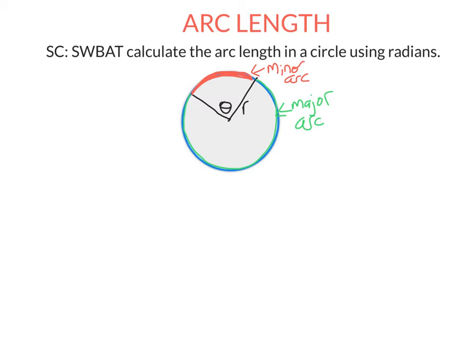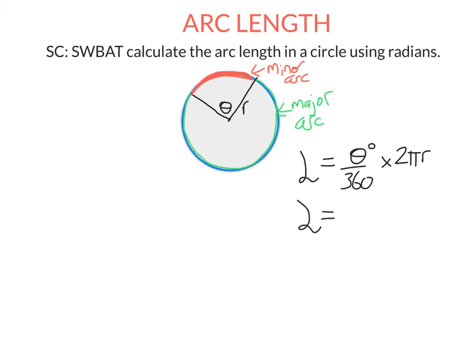So the formula for arc length, which I'll just call L, is theta over 360 times 2 pi r. So 2 pi r is the whole circumference. This tells us what fraction of the circle that we have. So this is when theta is in degrees. But what if theta wasn't in degrees? What if it was in radians?